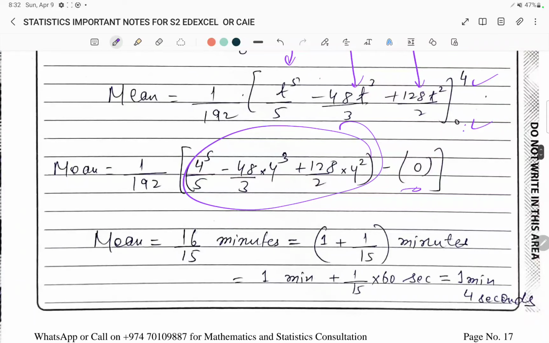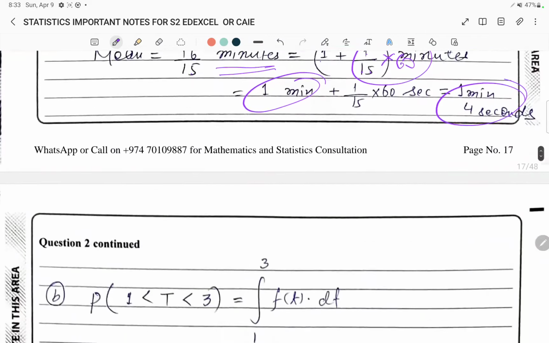Use calculator. You will get 16 over 15 minutes. So you can add 1 minute plus 1 over 15 minutes. So for 1 over 15 minutes, just multiply by 60 only for this case to get it in seconds. So 1 minute and 4 seconds is the answer.